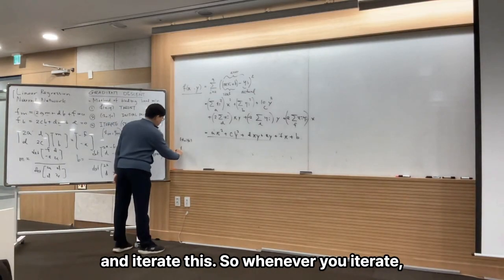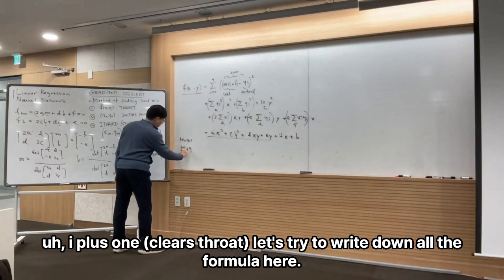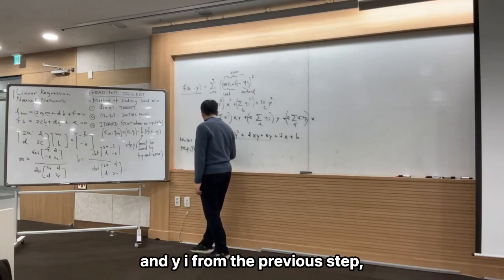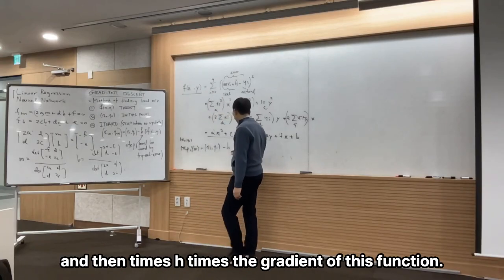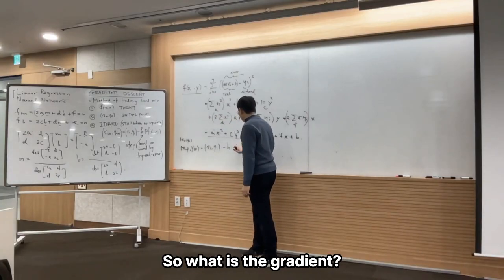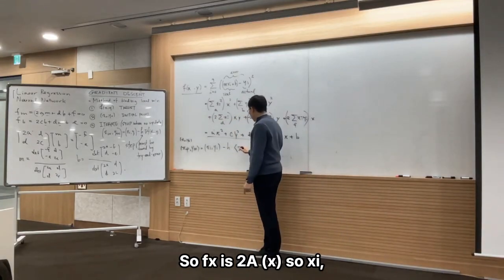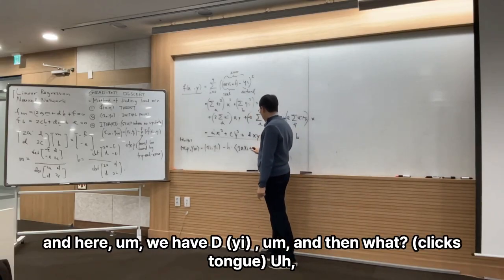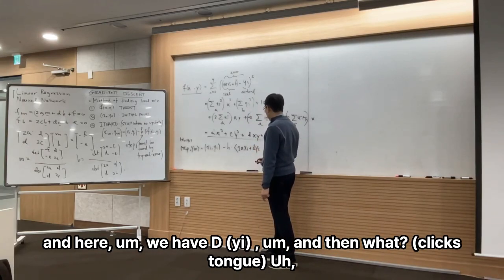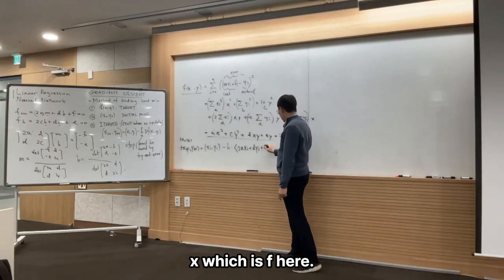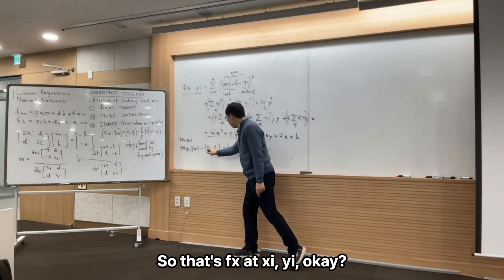Whenever you iterate, i plus 1, let's write down all the formula here. You take xi and yi from the previous step, and then subtract h times the gradient of this function. So what is the gradient? f_x is 2a x_i, then here we have d y_i, and then e. That's f_x at (xi, yi).